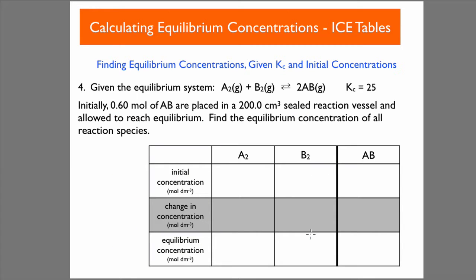Let's have a look at this one. We've got an equilibrium constant and the initial concentrations. Initially we've got 0.6 moles of AB in 200 centimeter cubed. So 0.6 divided by 0.2 decimeter cubed is 3. Initial concentrations for A2 and B2 will be 0 and 0. We'll use x again for the change in A2. So that's going to be minus 2x for AB because the coefficient up here is 2. And these two will be plus x. So the equilibrium concentration for A2 will be plus x, B2 plus x, and 3 minus 2x for AB.